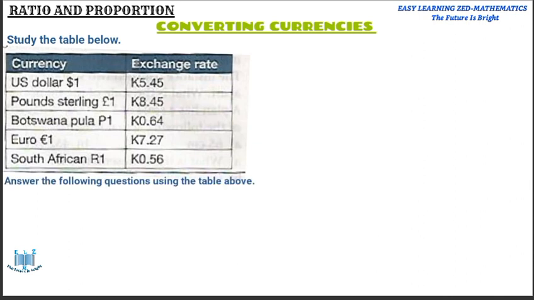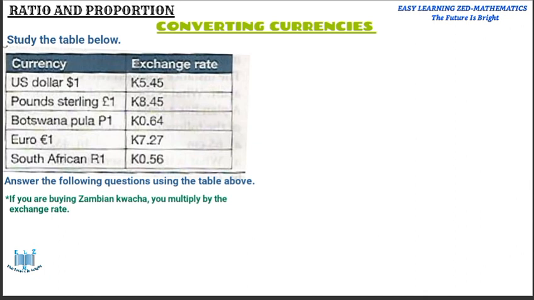The instruction is to answer the following questions using the table above. Now I want to share with you two cardinal points you need to consider when you are buying or selling currencies. The first one: if you are buying Zambian kwacha, you multiply by the exchange rate. You have foreign currency and you want to buy Zambian kwacha, so you multiply the amount you have by the exchange rate.